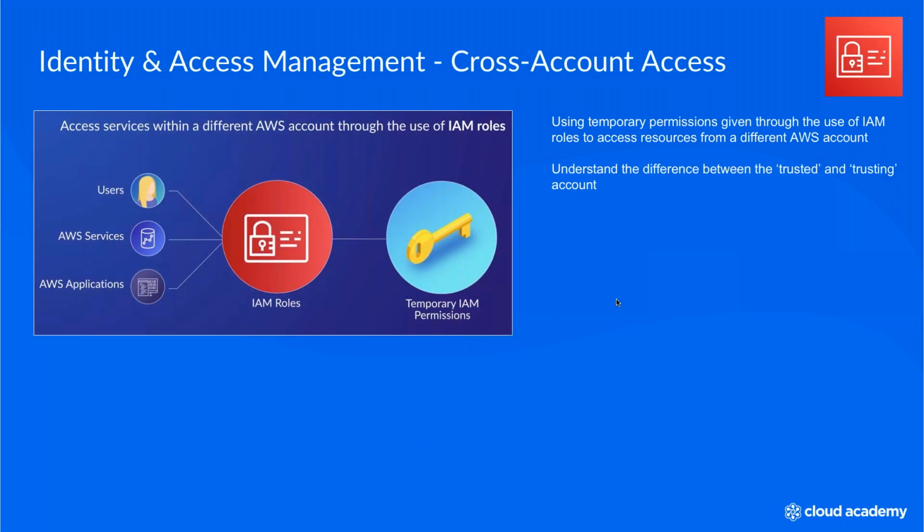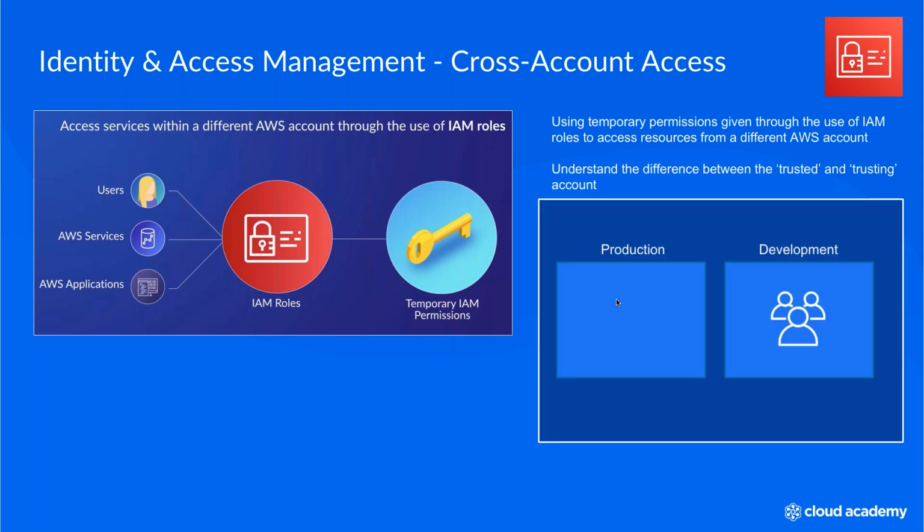So when I took the exam, there was definitely a requirement to have an understanding of cross-account access with IAM. But what is it? Well, basically, it allows IAM users from one AWS account to access services within a different AWS account through the use of IAM roles, which allow you to adopt a set of temporary IAM permissions to access those AWS resources. So let's look at an example.